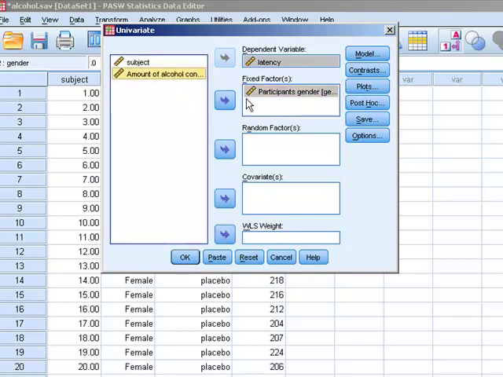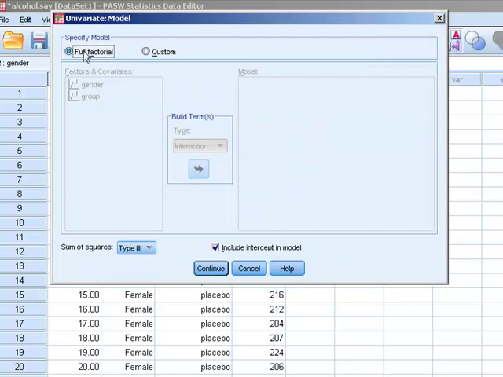And fixed factors, these are the things that were manipulated in the study. The participant's gender, okay, that's naturally varying, but for the purpose of this analysis we're going to treat it as a fixed factor because it's a quasi-experimental design, and the amount of alcohol consumed. Both of these are between subjects variables. We now go to the model, full factorial. Again, full factorial includes the interaction, so we have gender and group as the factors, and the interaction term being included, and the sums of squares are type 3, indicating that this is an experimental analysis. We go continue.